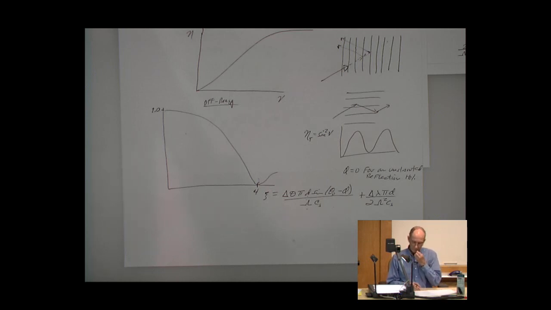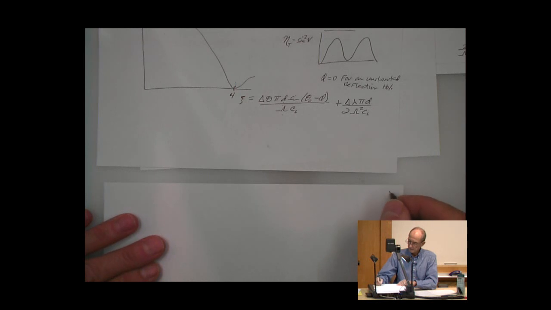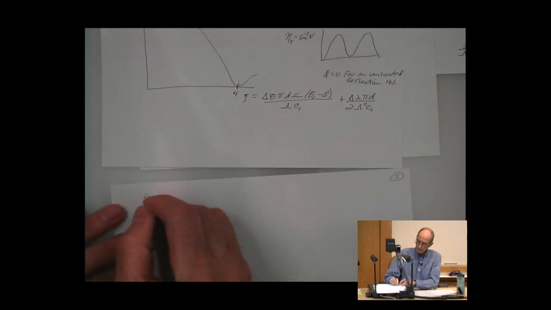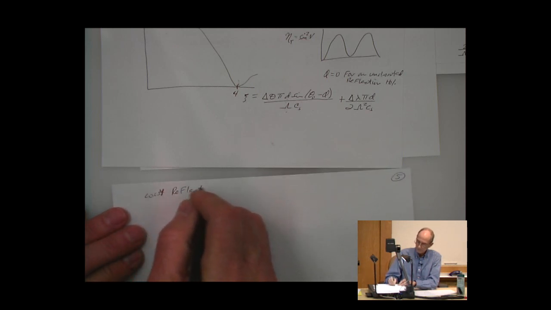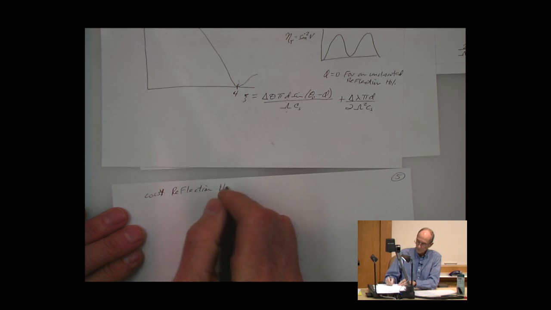Okay, so what about if we have some loss again? That was another case that we had looked at. So if we have, again, the lossy reflection grating, or reflection hologram.